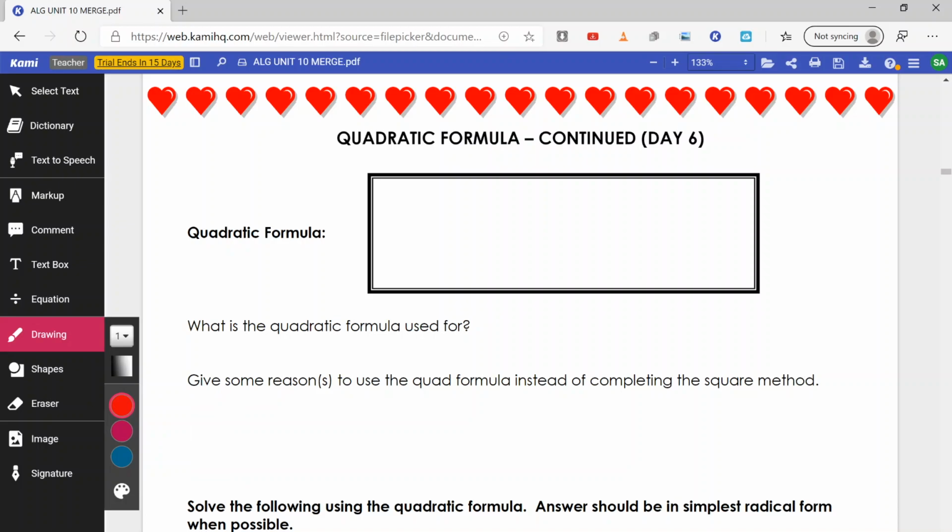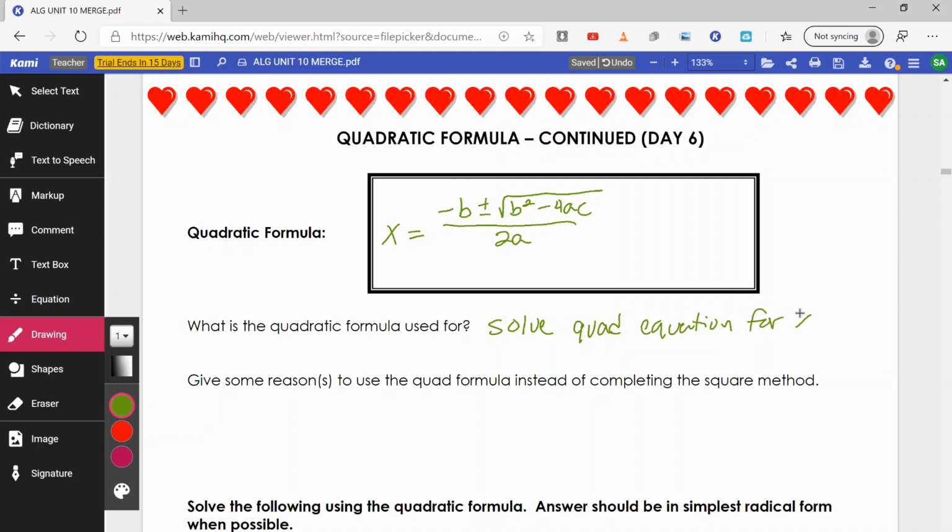The quadratic formula, if you do happen to memorize it, is x equals the negative value of b plus or minus the square root of b squared minus 4ac all over 2 times a. So the quadratic formula is basically used to solve a quadratic equation for the unknown, in this case x. And sometimes we end up with 2 answers because of the whole plus and minus bit in the middle there. So we need to solve the equation for x.